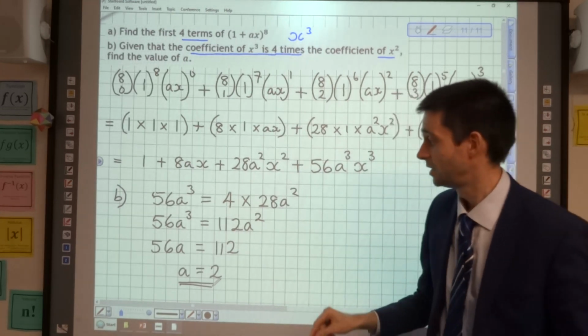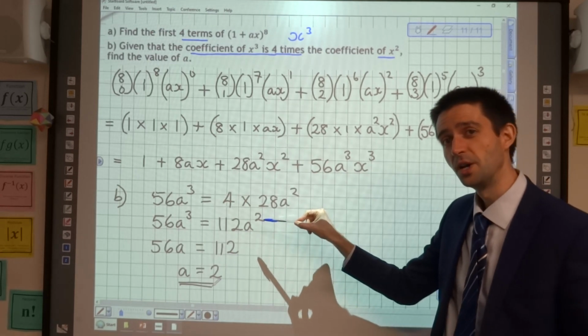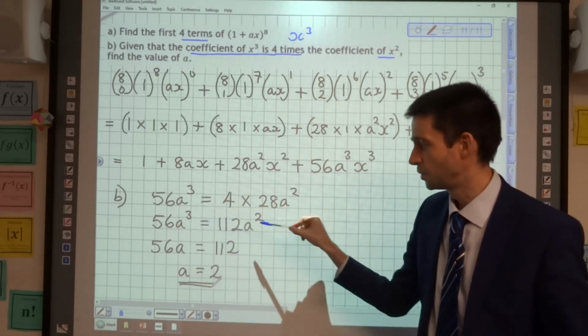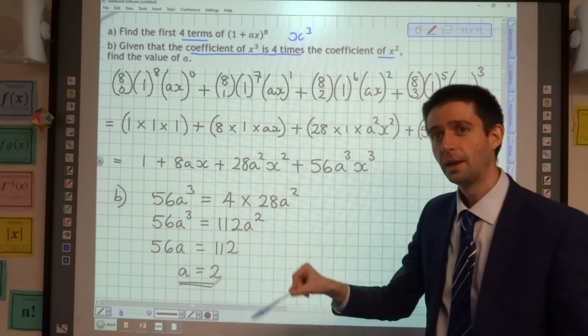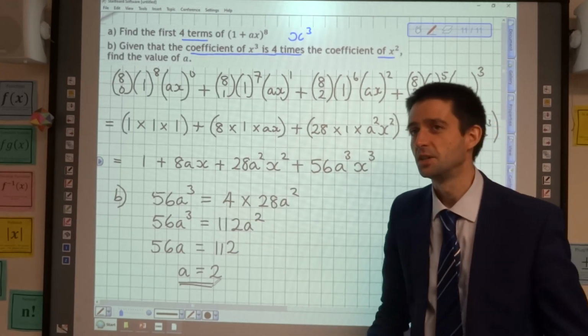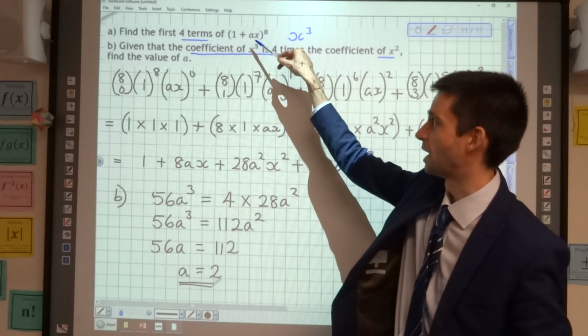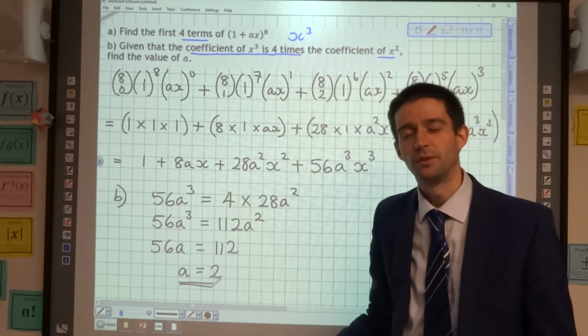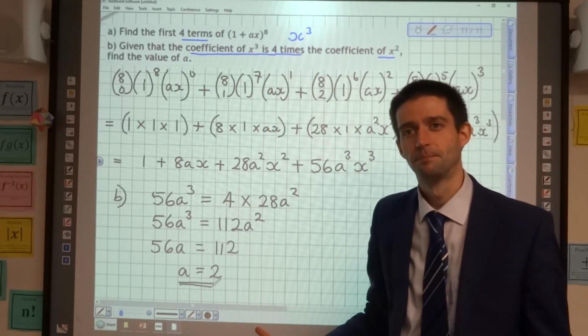Just a little aside, there's technically another solution to this equation here, you might have spotted it. a could also technically equal 0. However, that's not going to be a valid solution for this, because if a was 0, we wouldn't have an x term, it would just be 1 to the power of 8, and there'd be no point having an expansion.